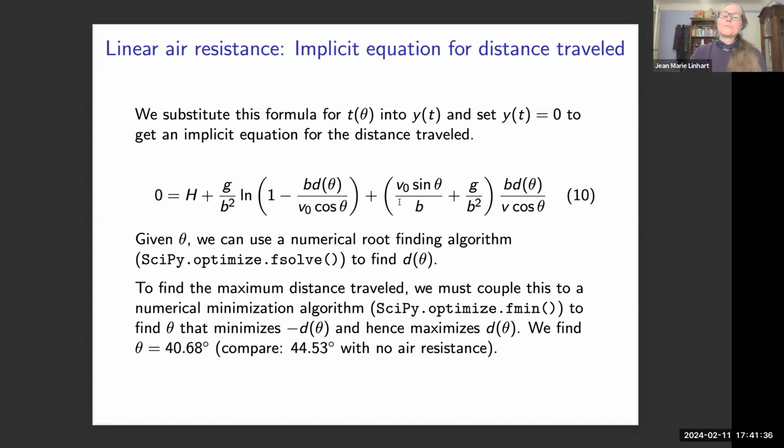Now, in order to maximize d of theta, we're going to need a numerical maximization tool, except that they don't make those. They only make numerical minimization tools. Well, having a minimization tool is just as good as having a maximization tool. Instead of maximizing d of theta, we're going to minimize the negative of d of theta. This time we find theta is equal to 40.68 degrees. Last time we found theta was 44.53 degrees without air resistance. So we find out that the angle that maximizes the distance has reduced a little bit further right there.